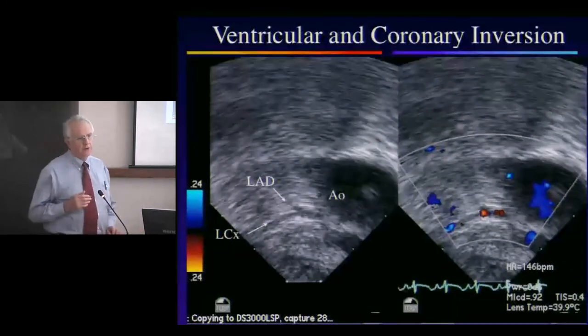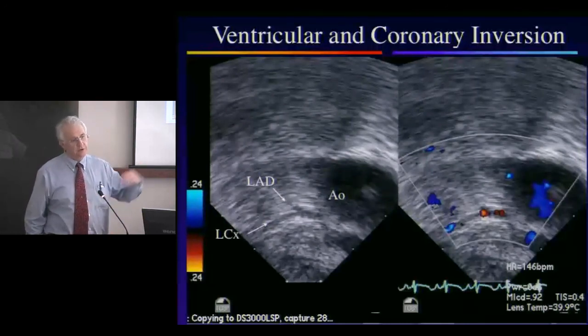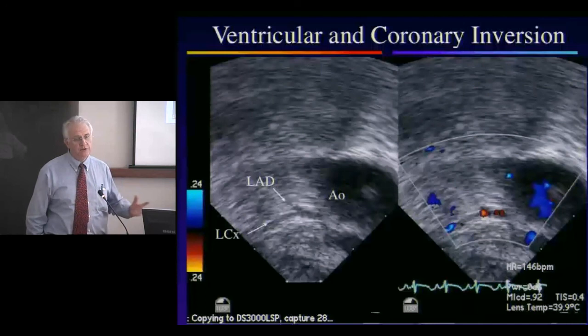You know what a left coronary artery looks like on echo? You know that it bifurcates early. It gives rise to the left anterior descending, the ramus intermedius, and the circumflex. And the right coronary is long, okay, and solitary. We've seen that all the time.